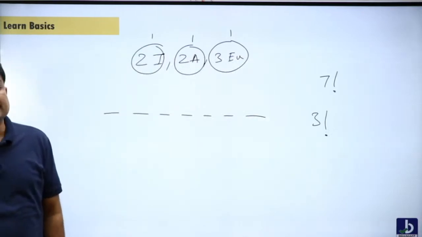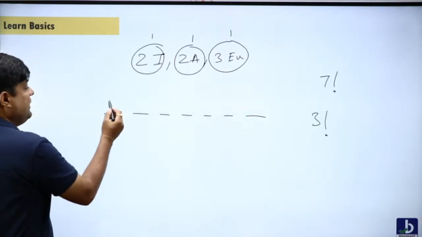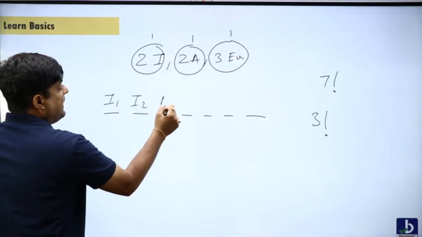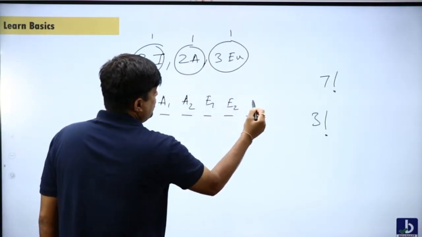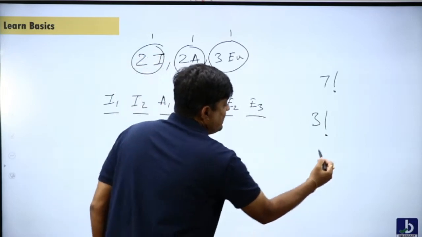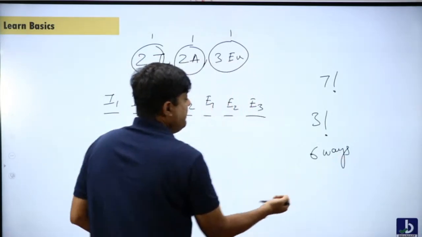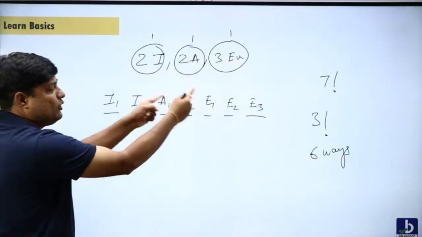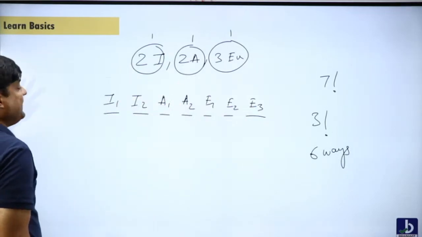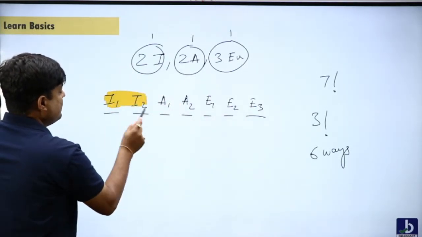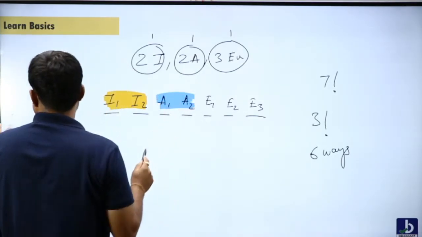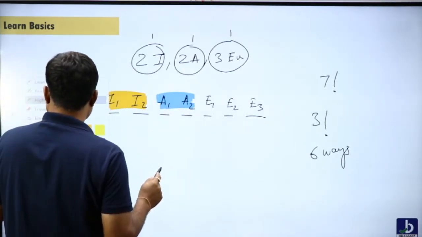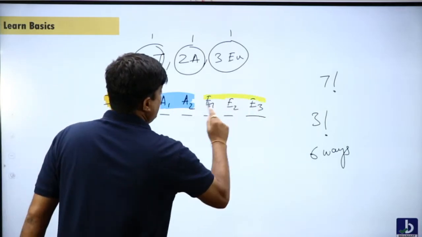Are you understanding, students? That's good. For example, Indian 1, Indian 2, American 1, American 2, and European 1, European 2, European 3. How many ways can we have here? 6 ways you can arrange. It might be Europeans come here, Indians go there. This is what we all know. But who said that Americans should always sit in order? Who said that Americans should always sit in order?